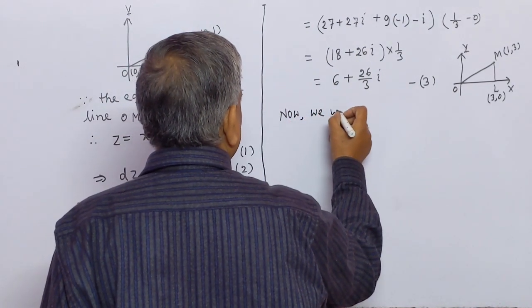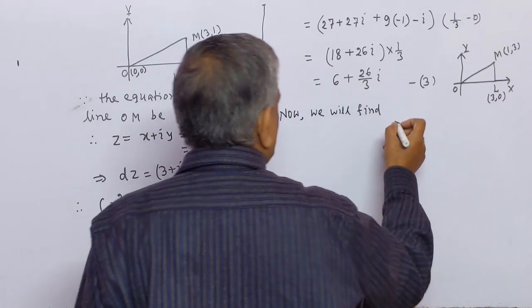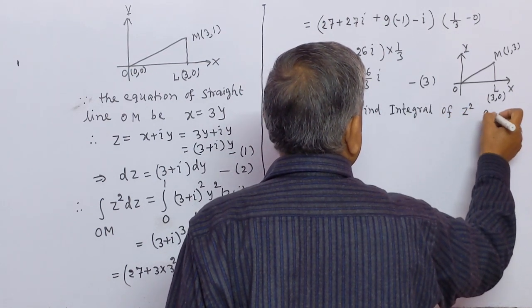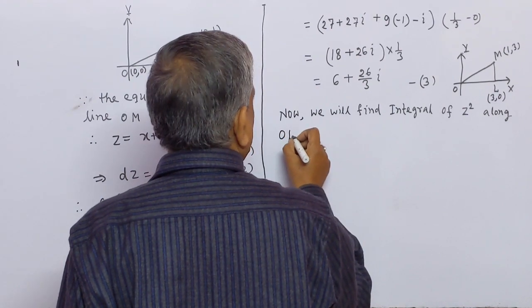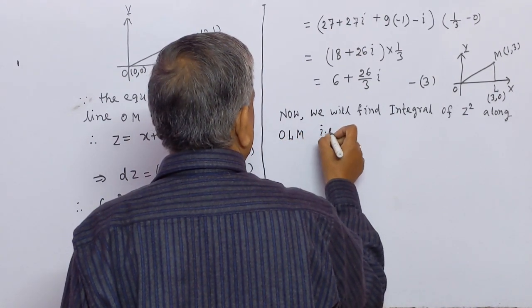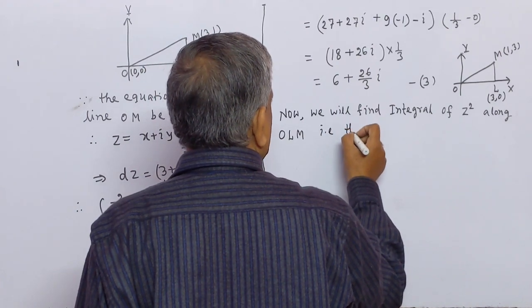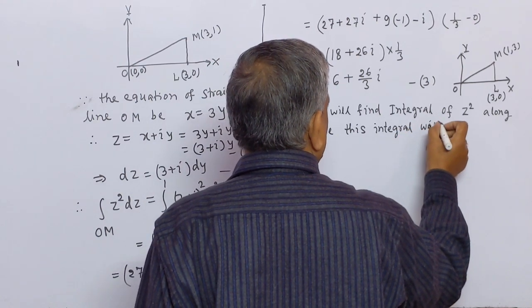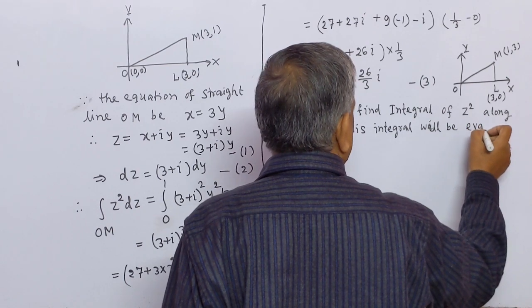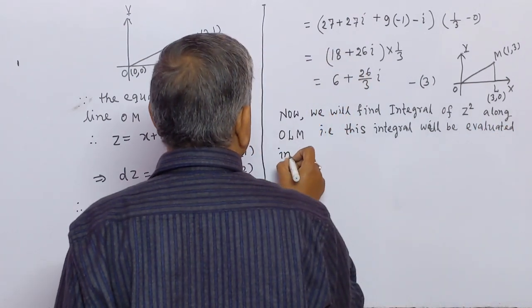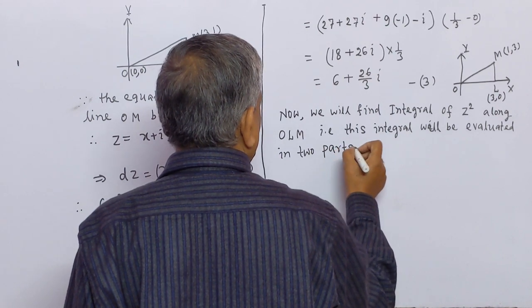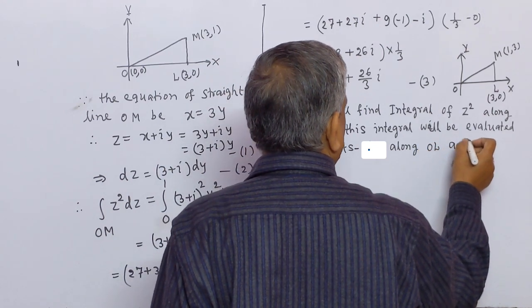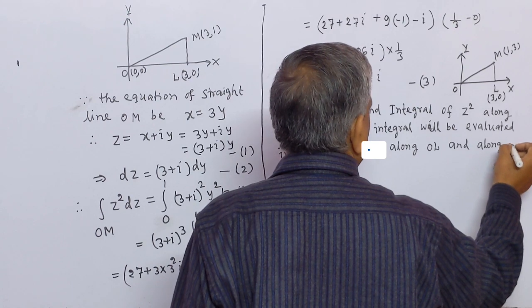Now we will find the integral of z square along OLM. This integral will be evaluated in two parts, along OL and along LM.